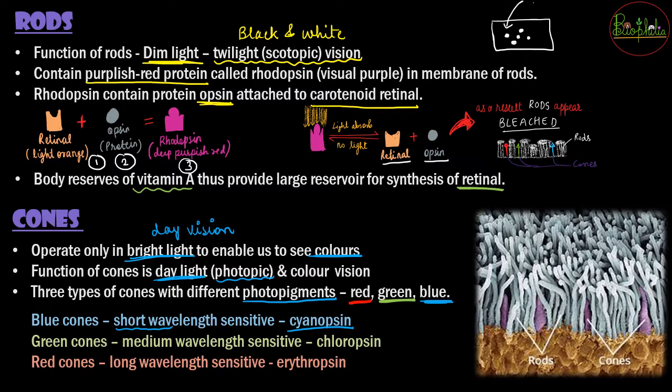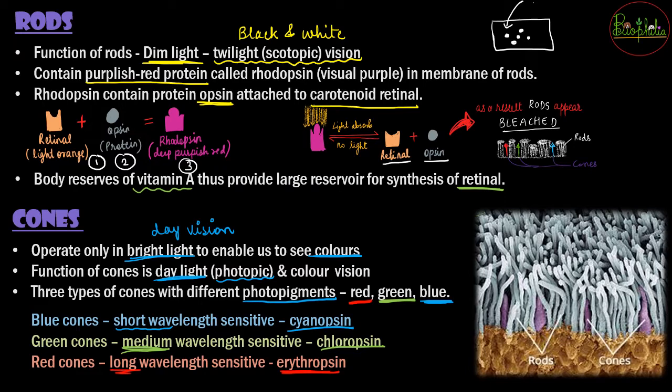whereas the green cones, which have chloropsin, like chlorophyll, the green-colored pigment, so chloro is related to green, will sense the medium wavelengths. Whereas the red color, erythropsin, like erythrocytes, red blood cells, RBCs. These are the red cones, which will sense the long wavelengths. Because of the combination of short, medium or long wavelengths, these cones are going to get activated. And as soon as the cones activate, what will be the result? You are going to see a colored vision.